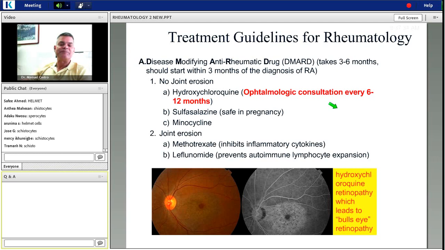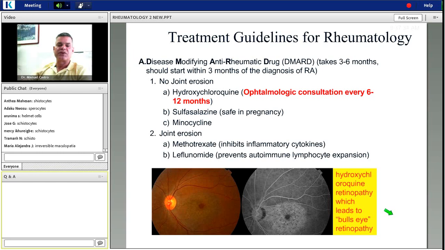Now, this is what you're going to see in patients on hydroxychloroquine. Hydroxychloroquine retinopathy, which leads to what's called bull's eye retinopathy. You can see that here, that's the retinopathy right here, the bullseye. Look at it over here too. Burn that image in your mind. So you have to have eye examinations for those patients on a periodical basis.